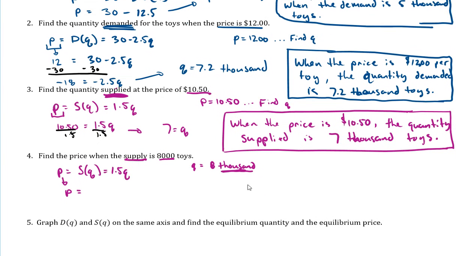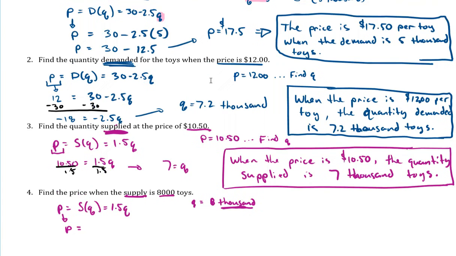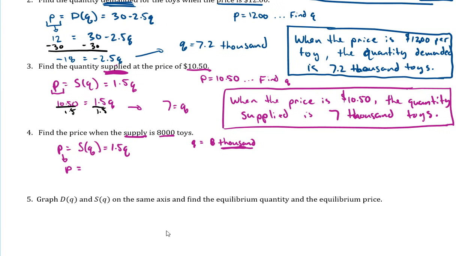So quantity is in thousands. So we want to change it to say 8 and then put the word thousand instead. Okay, kind of like how they did it for some of the first one. So the first one was 5,000. So we didn't want to do 5000. We really just want to do 5. Okay, so back to this one.